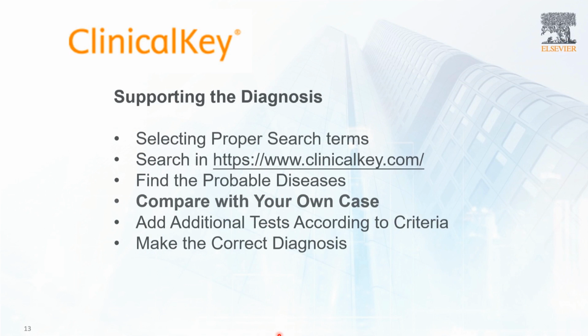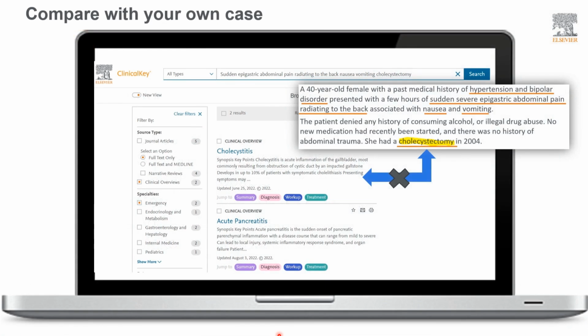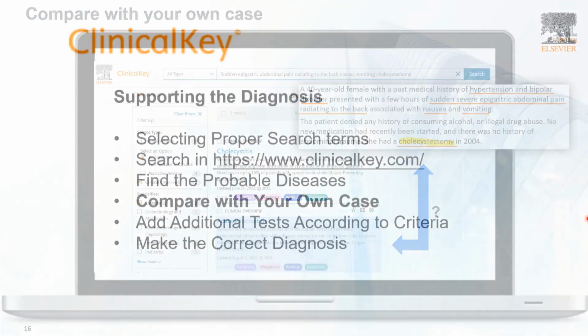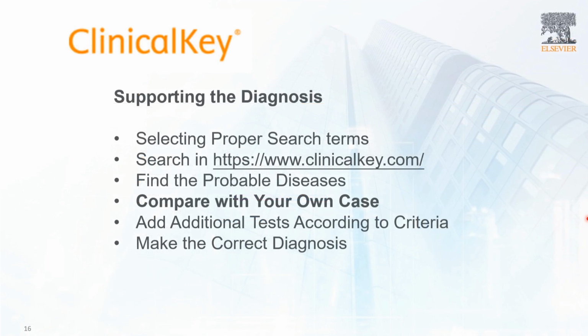Following, remember always to compare with your own case. The results could only provide you a recommendation. The final decision is on you. As we mentioned, the patient in this case had a cholecystectomy in 2004. Thus, we might consider acute pancreatitis in this case, but more tests should be carried out to confirm this diagnosis. The next step is to add additional examinations according to the diagnostic criteria.